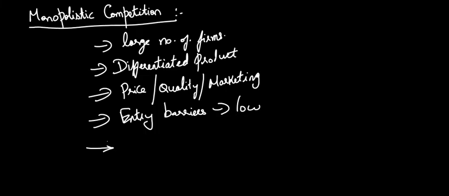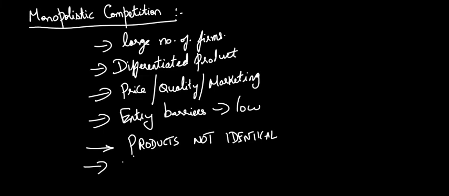The only difference between this and the perfect competition is that the products are not identical. In perfect competition, the products are identical, even though it is not of same quality. The product differentiation happens here between competing products. There is a product differentiation here between competing products in the industry.